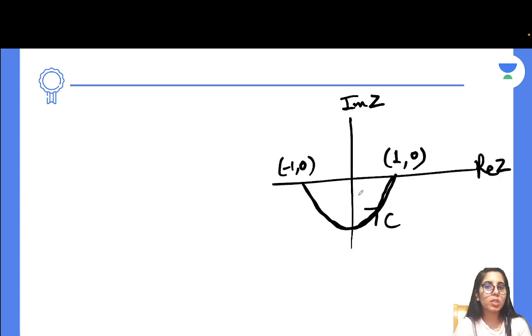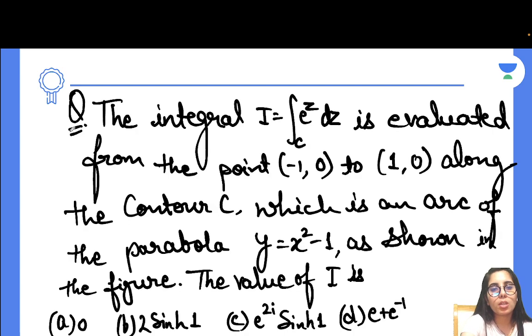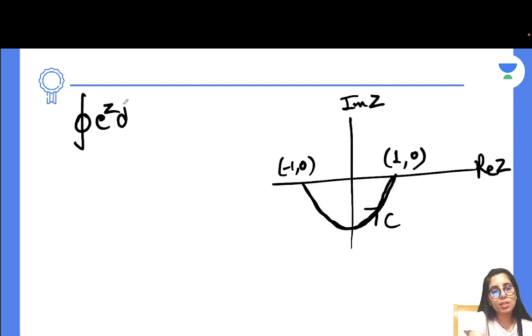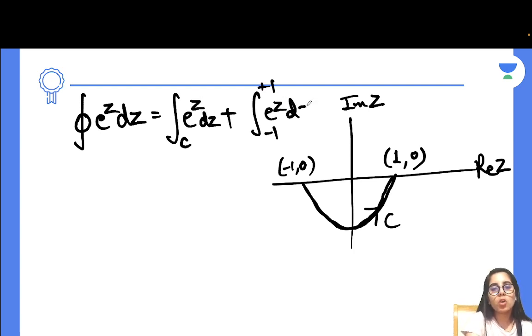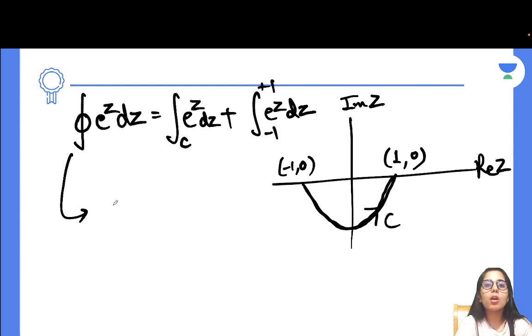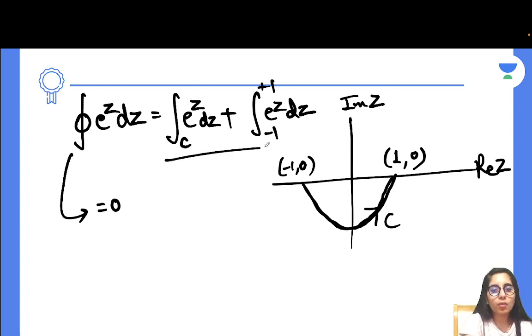Now it's an open contour because they didn't include the real axis. So in this situation, we will initially consider it to be a closed contour, that is the integral of e to the power z dz, which gives integration over C plus integration from minus 1 to plus 1 of e to the power z dz. Also, when you are considering a closed contour, you ask what is the pole? There is no pole, hence no residue, because a pole is a finite value of z where the function becomes infinity or is not defined. So this value must be equal to 0 as per Cauchy's residue theorem.